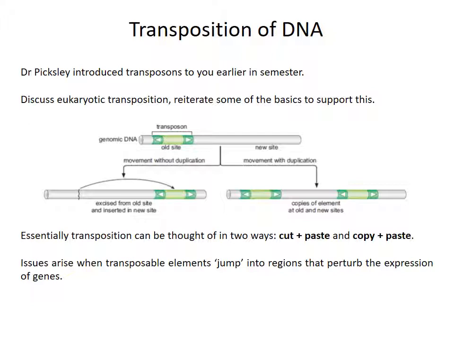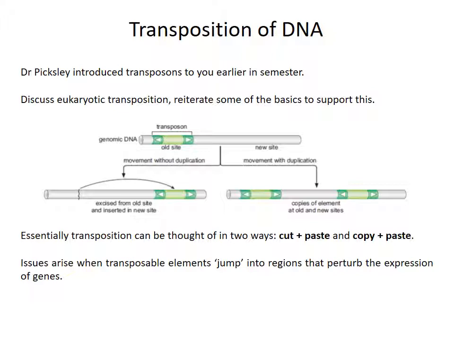So I've really gone over homologous recombination very quickly there. It's a huge topic, and I'd advise you to look at the recommended textbooks in your own time, and there's a lot more information there in terms of the process and Holliday junction resolution, etc. But I want to move on now to transposition of DNA.